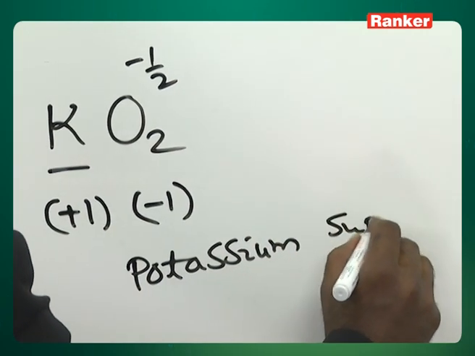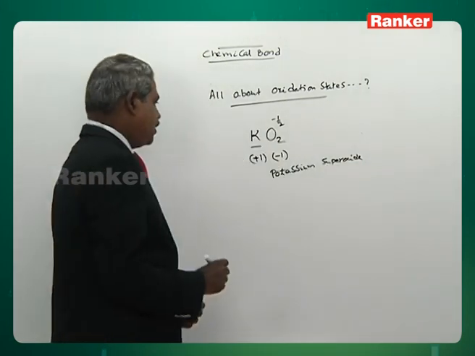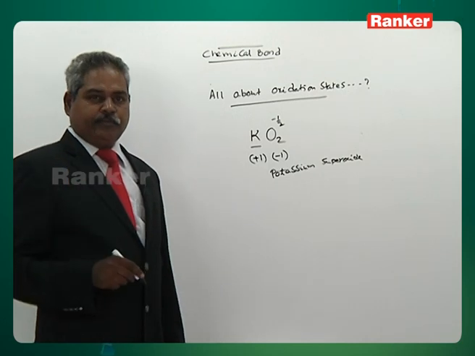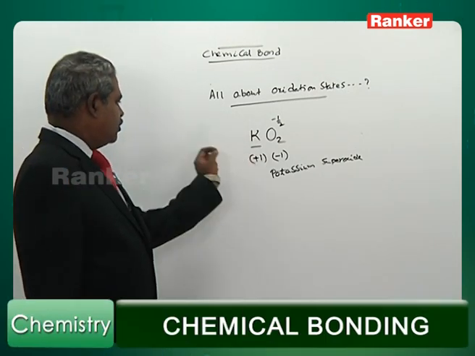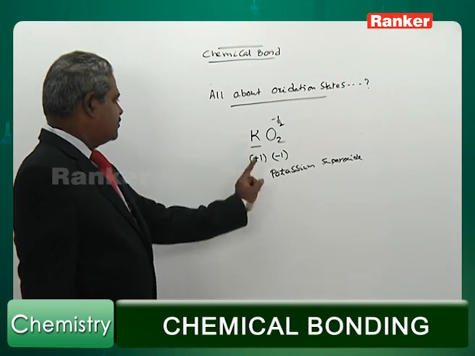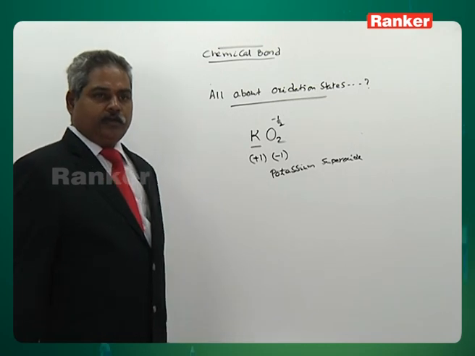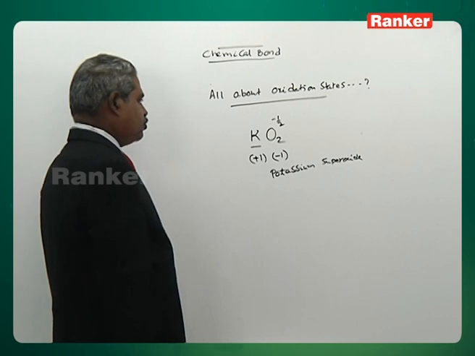Why is it a superoxide? Is it because I have given minus half to oxygen? No, because oxygen got minus half, mind you. I haven't given anything. Oxygen got it by virtue of its bonding with potassium. Potassium says I will give one electron. Two oxygens say okay, two oxygens agree to take one electron. Potassium superoxide.